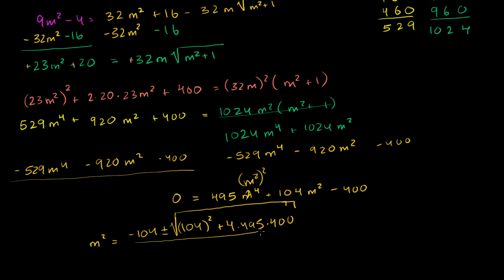And then all of that over 2 times 495. 2 times 495 is what? It's going to be 10 less than 1,000, so it's going to be 990. So let's try to see if we can evaluate this. Actually, I'll stop this problem here. I've already crossed the 10-minute threshold. In the next video, we'll just grind through this mathematics. It's really just arithmetic at this point, and figure out what m is going to be equal to.